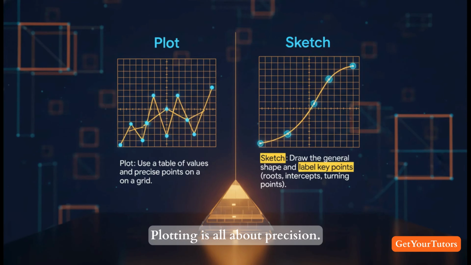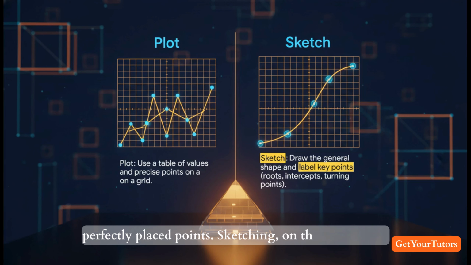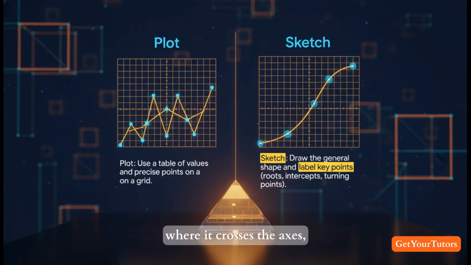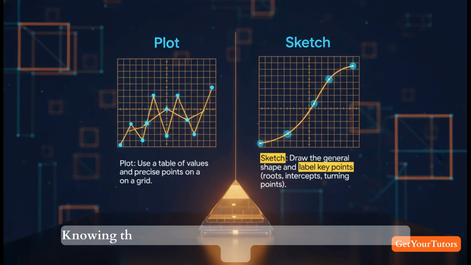Plotting is all about precision. You need a table of values, a grid, perfectly placed points. Sketching, on the other hand, is about showing you understand the graph's behavior. The examiner wants to see the right general shape and that you've clearly labeled the key features, where it crosses the axes, and of course, its turning points. Knowing this will save you so much time and grab you some easy marks.